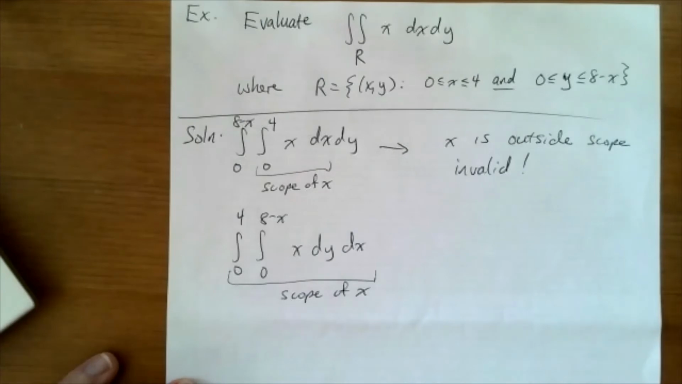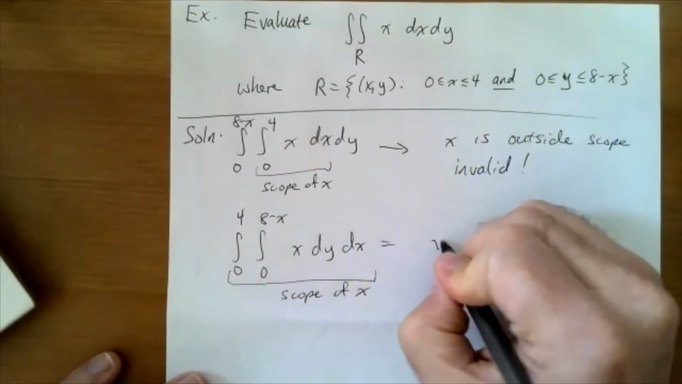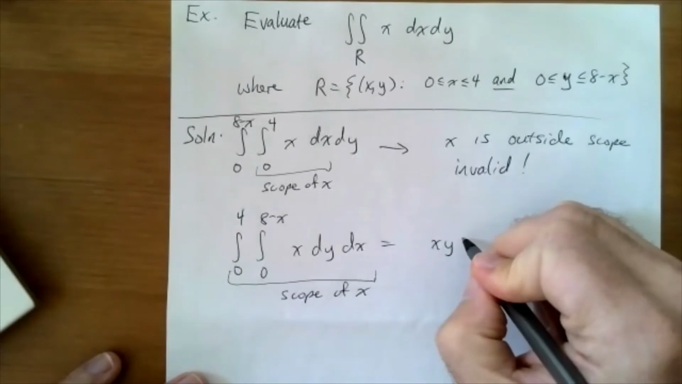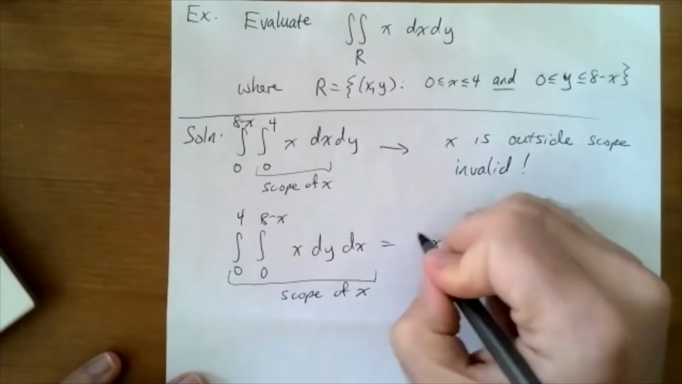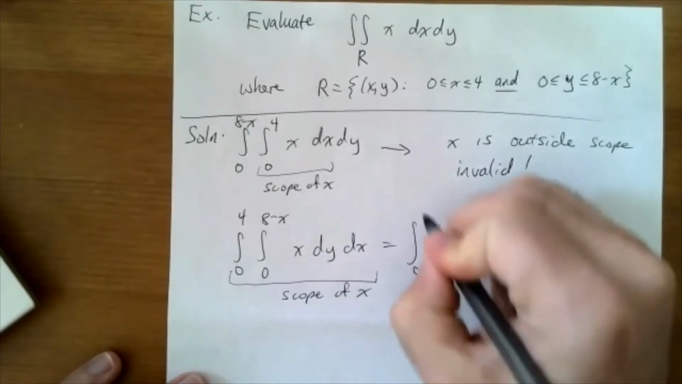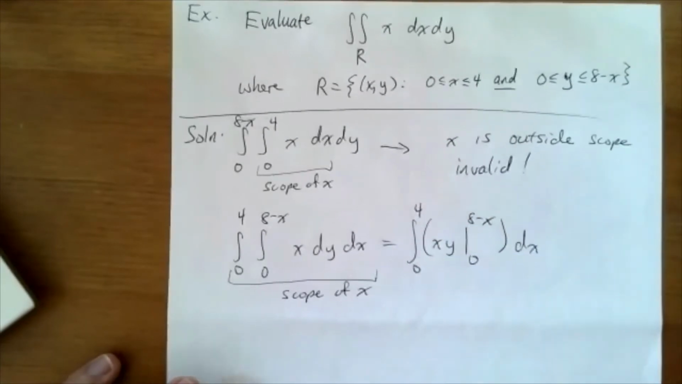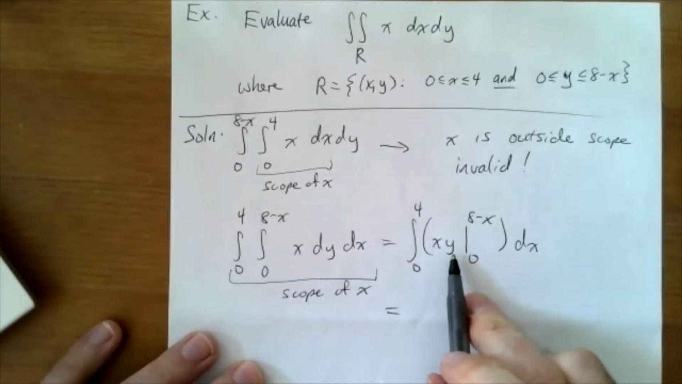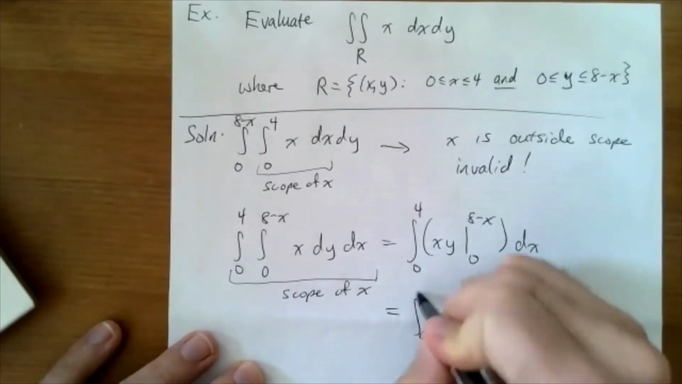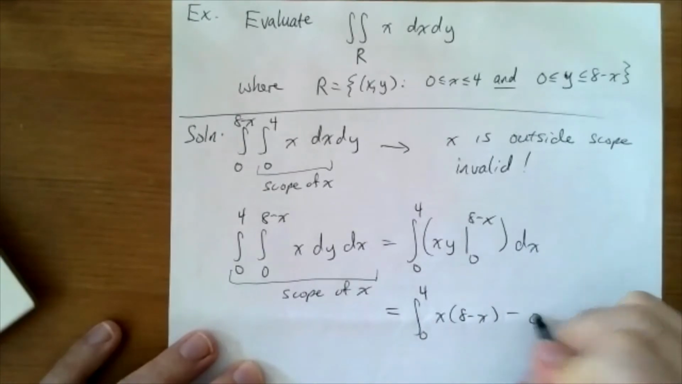All right, now all we have to do is evaluate. You can integrate this first integral first. Over dy, you have xy evaluated from y equals 0 to 8 minus x. And so that's that first integral. We're still integrating on the outside from 0 to 4. Evaluating this as y goes from 0 to 8 minus x, you get x times 8 minus x, minus 0.